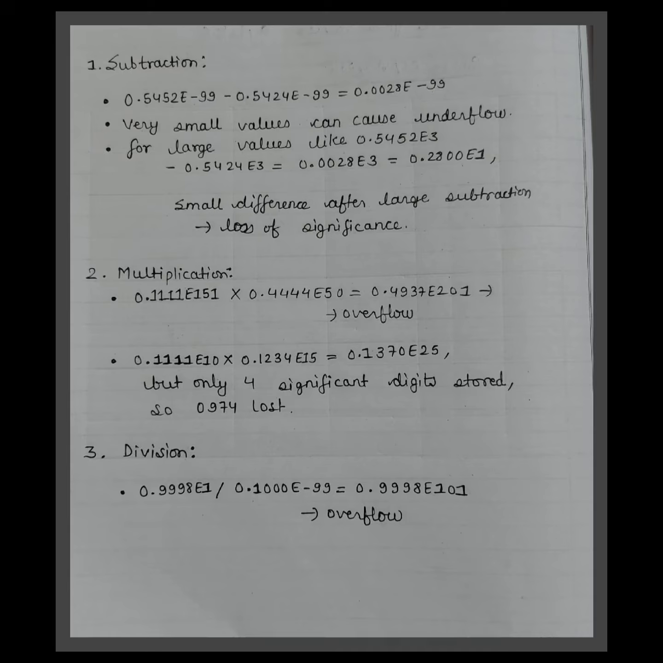For division, we need to divide and put the values. We get 0.9998 E1 divided by 0.1000 E minus 99 equals 0.9998 E101. That results in overflow.